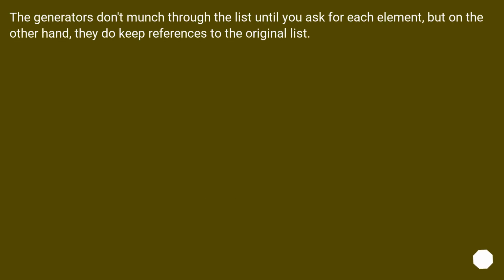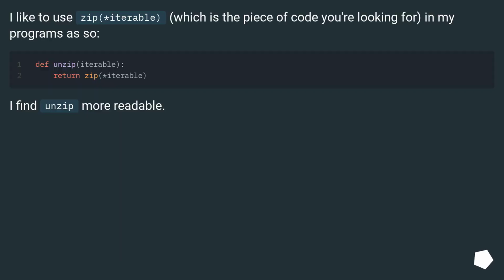The generators don't munch through the list until you ask for each element, but on the other hand, they do keep references to the original list. I like to use zip(*iterable), which is the piece of code you're looking for, in my programs as so. I find unzip more readable.